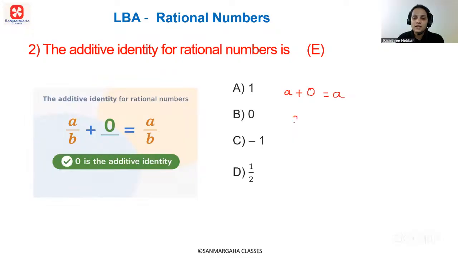Let's take an example of a rational number, which is in the form of p by q. So 2 by 3 is a rational number. If you add 0 to this number, what is the answer? That is 2 by 3 only. Its value is not changing, right? So we can say additive identity is 0, because by adding 0 to any number, its value is not changing. Correct answer is B, that is 0.